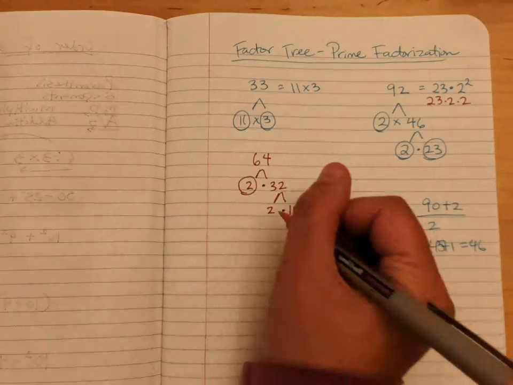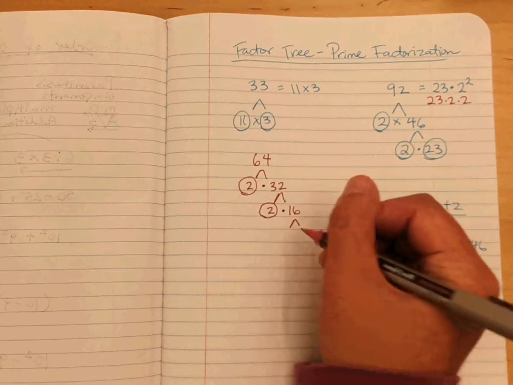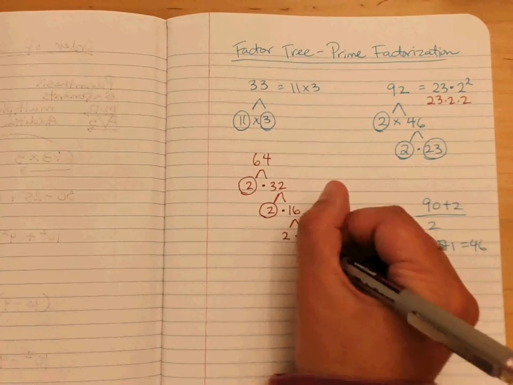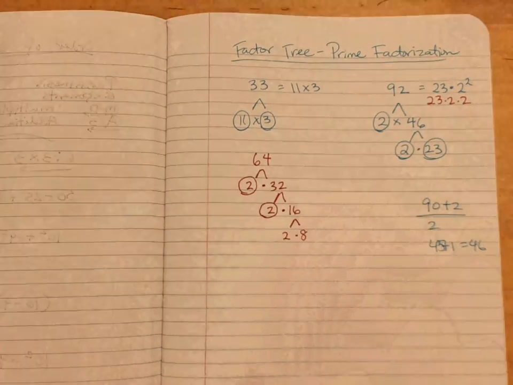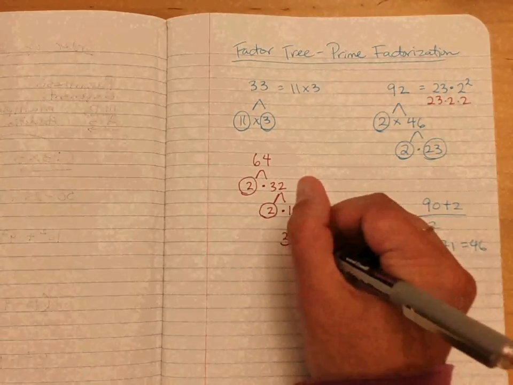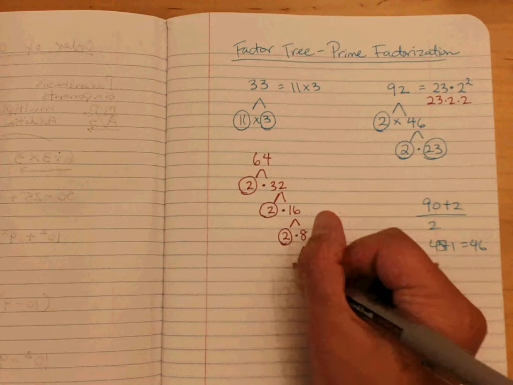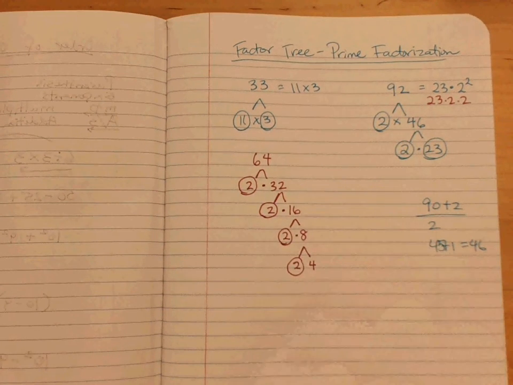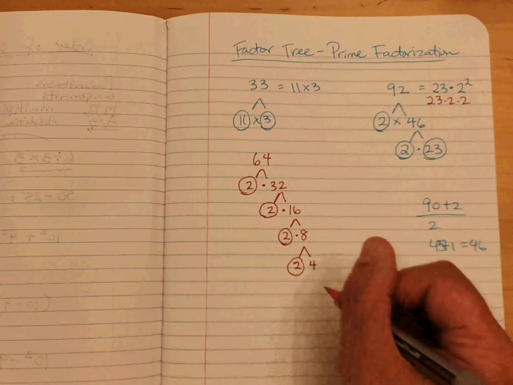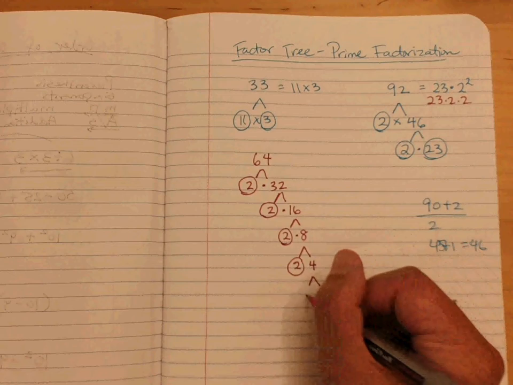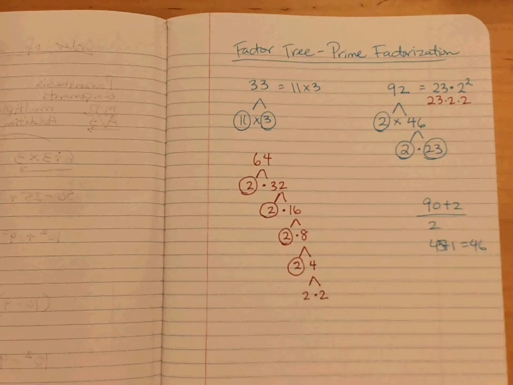She beat me to it. The 2 is prime. Okay, break down the 16. 16 is still even, isn't it? 2 times what gives me 16? 2 times 8. The 2 is prime. 8, break down 8. 8 is composite. Two numbers that give me 8: 2 and 4, good. You see why it looks like a tree, a factor tree? Is 4 composite or prime? Composite. Break down 4: 2 times 2.